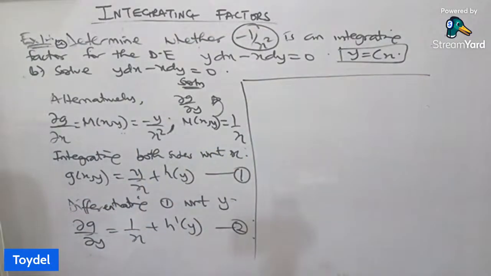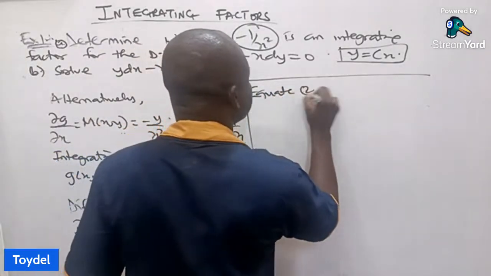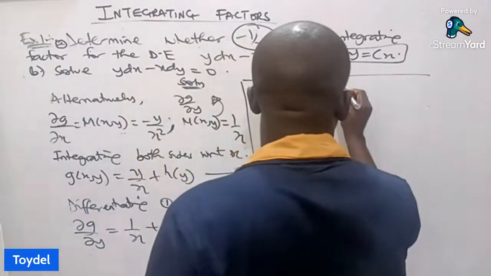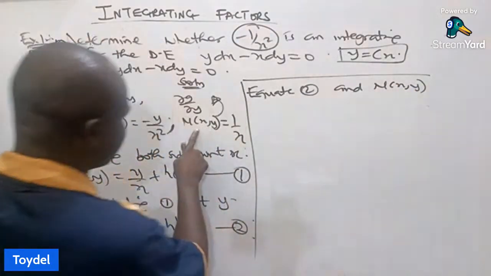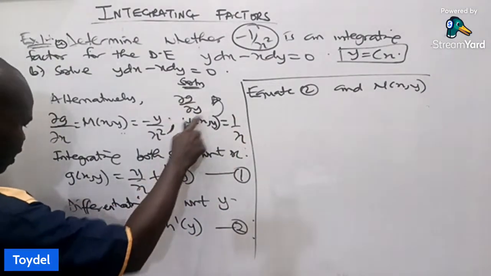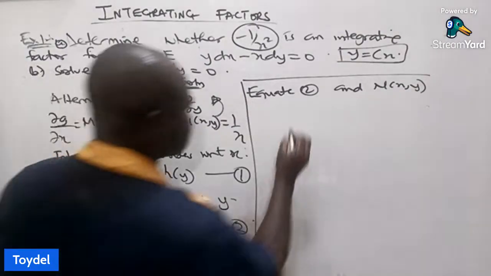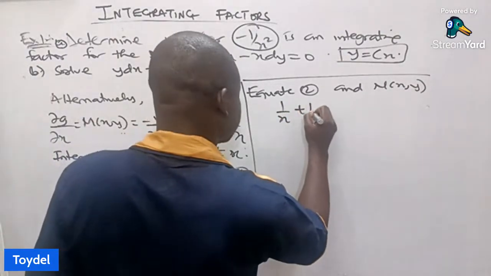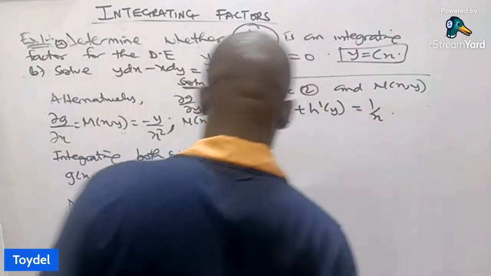Okay. So differentiating equation 1 with respect to y, we get equation 2. From equation 2, we equate equation 2 and N of x, y. N of x, y is 1 all over x, which is g_y. This equation 2 is also g_y. When we equate the two, what are we going to get? We have 1 all over x plus h prime of y equal to 1 all over x. That's what we are going to get.